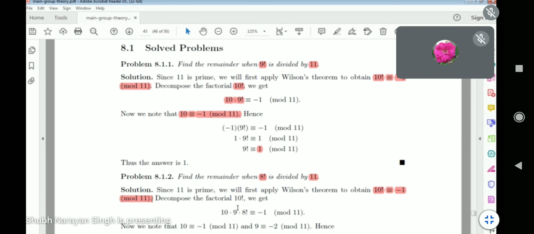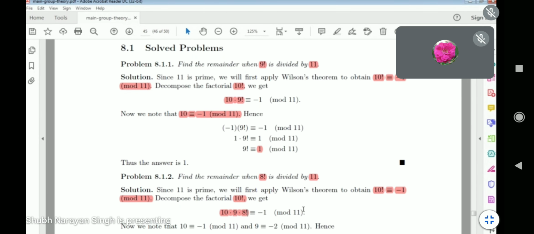Now, because your goal is to find the remainder when 8 factorial is divided by 11, I'll decompose 10 factorial in this way: 10 into 9 into 8 factorial. I think all of you agree. You can write 10 factorial in this way. And then instead of 10 factorial, I replace it by 10 into 9 into 8 factorial, and this is congruent to minus 1 modulo 11.